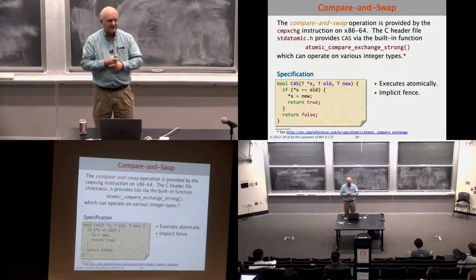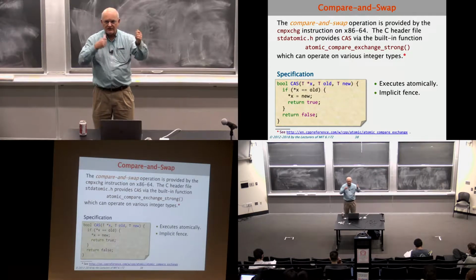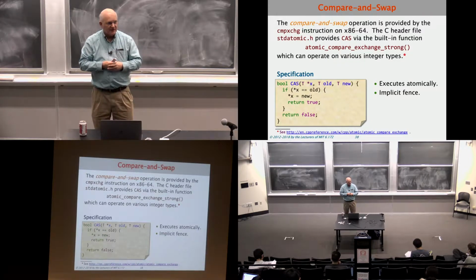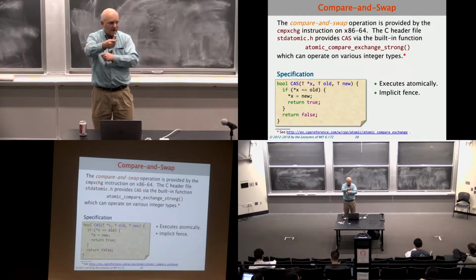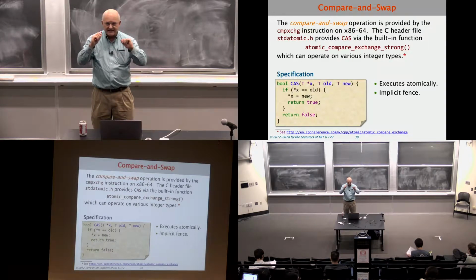And there's an implicit fence in there, so things don't get reordered around it. It's all done as one. The hardware ensures that nothing can interfere in the middle of this. It's comparing the old value to what's in there and swapping in the new, all as one operation, or it says, nope, the value changed, therefore just return false, and the value didn't get updated.